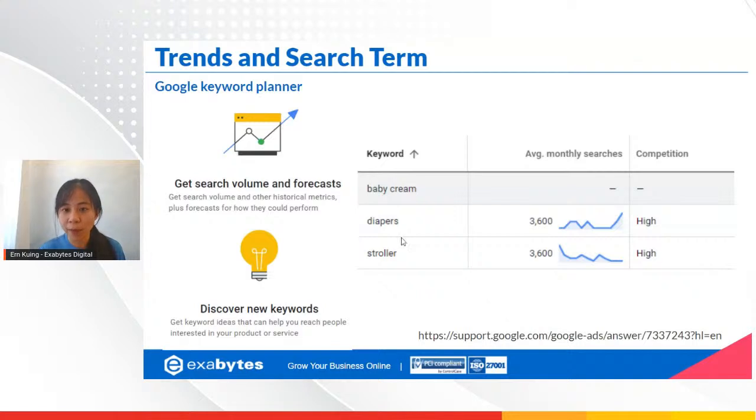For example, we can see that diapers and stroller have 3,600 monthly searches. This means that you can incorporate these search terms into your website and your product, and even your product unique selling point and description.